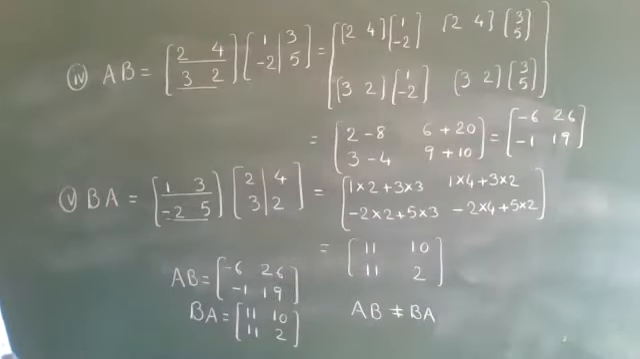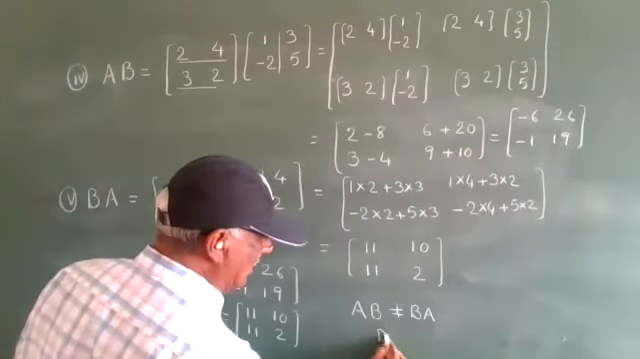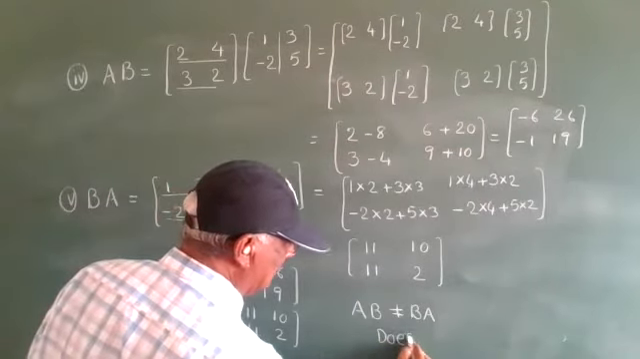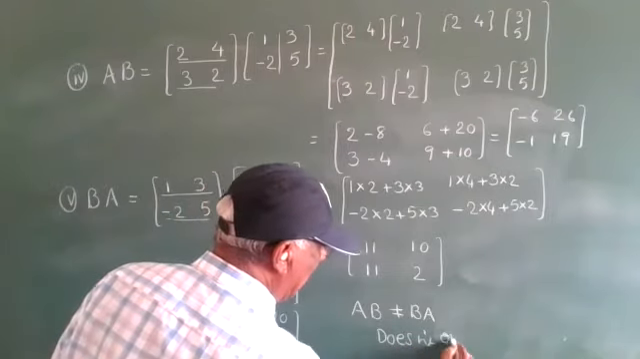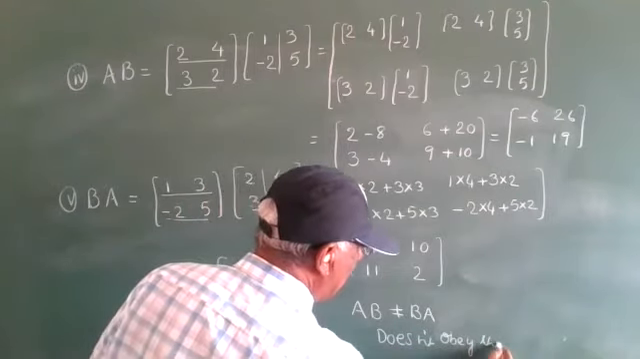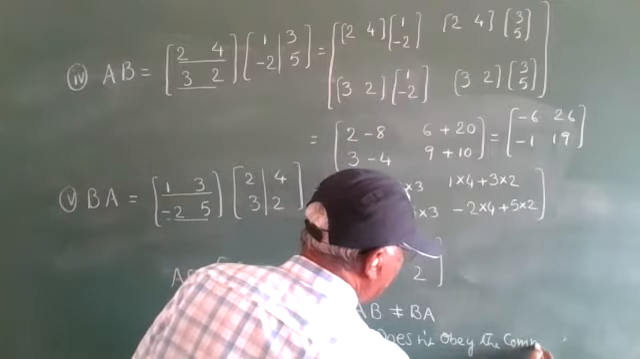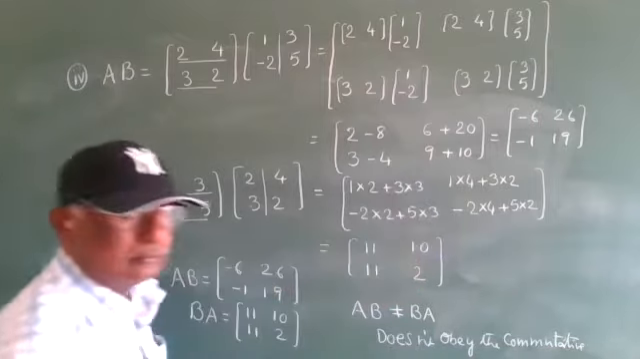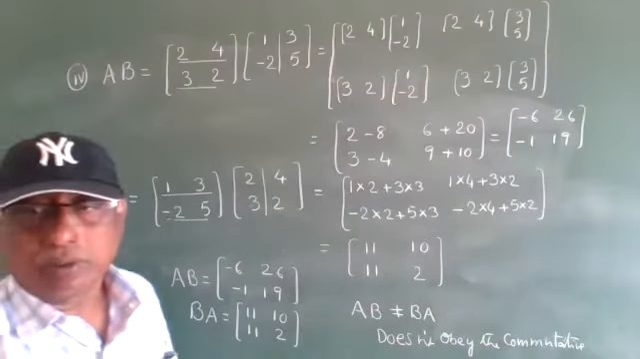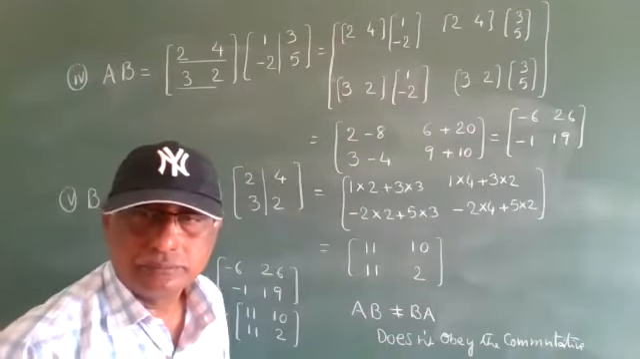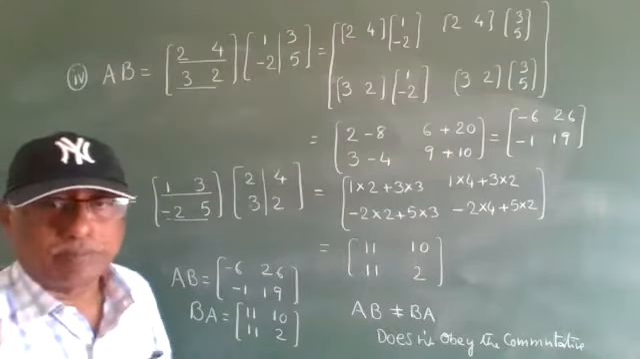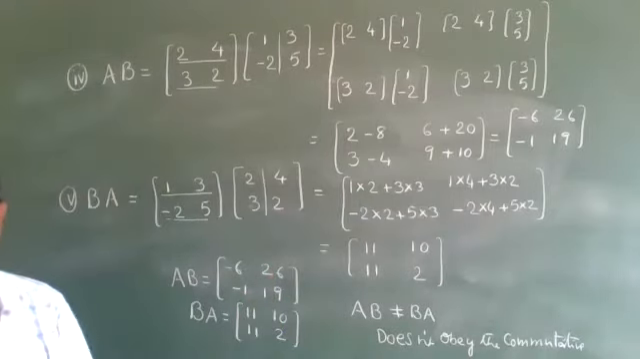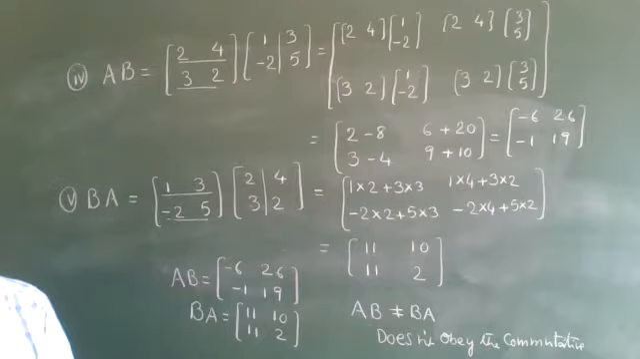What property is completed? Does not obey the commutative law. Okay? Right. Go through the one property that is completed. So once again, repeat the property. Tell me the one property that is completed.